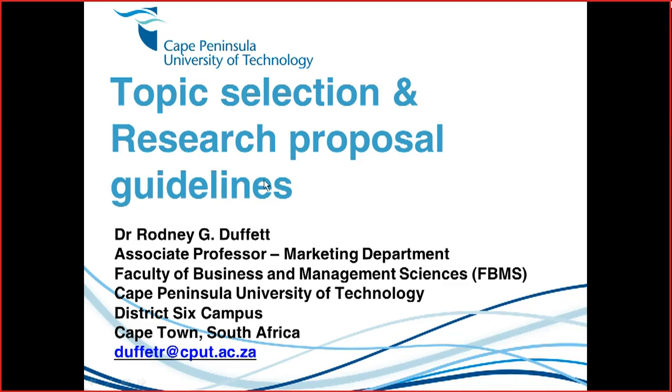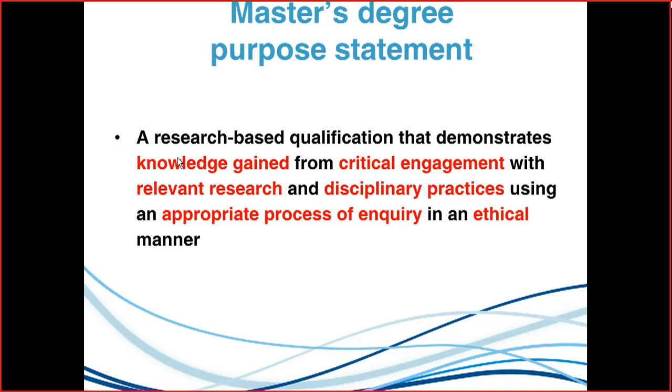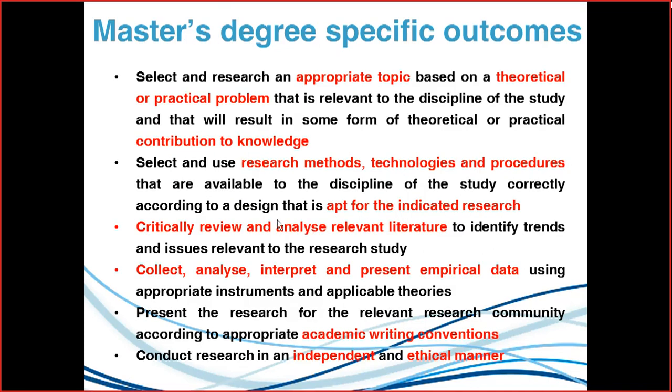Let's proceed. Just in terms of a master's degree purpose statement, if there are any doctorate students, that will be slightly different, but a research-based qualification demonstrates knowledge gained from critical engagement with relevant research and disciplinary practices and using an appropriate process of inquiry in an ethical manner. So the outcomes are to select an appropriate topic based on a theoretical or practical problem, which will have some form of theoretical or practical contribution to knowledge. Select and use research methodologies, technologies, and procedures within your discipline according to the design that is appropriate for your indicated research. Critically review and analyze relevant literature, so I will be speaking about that.